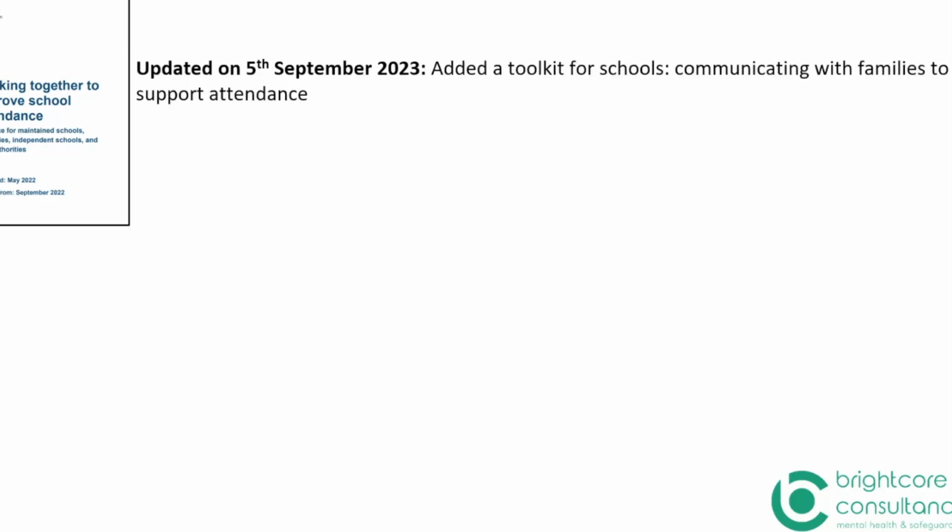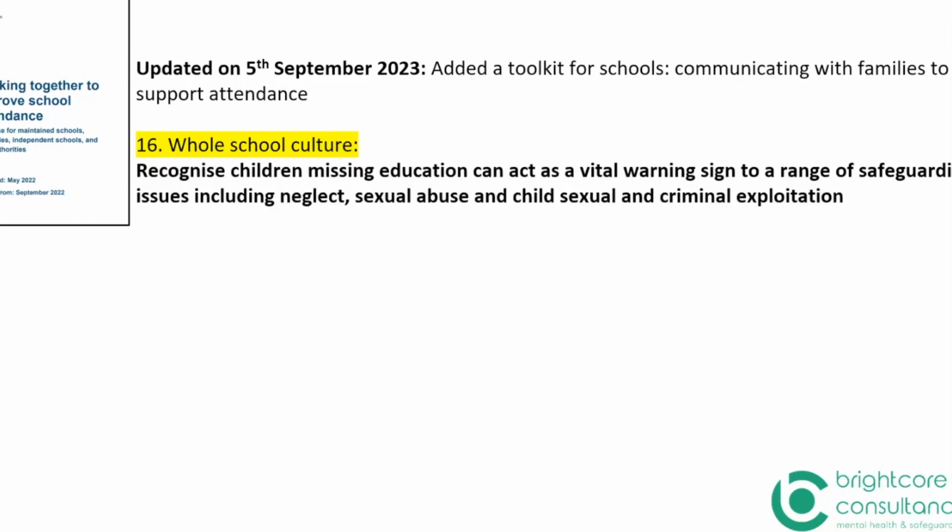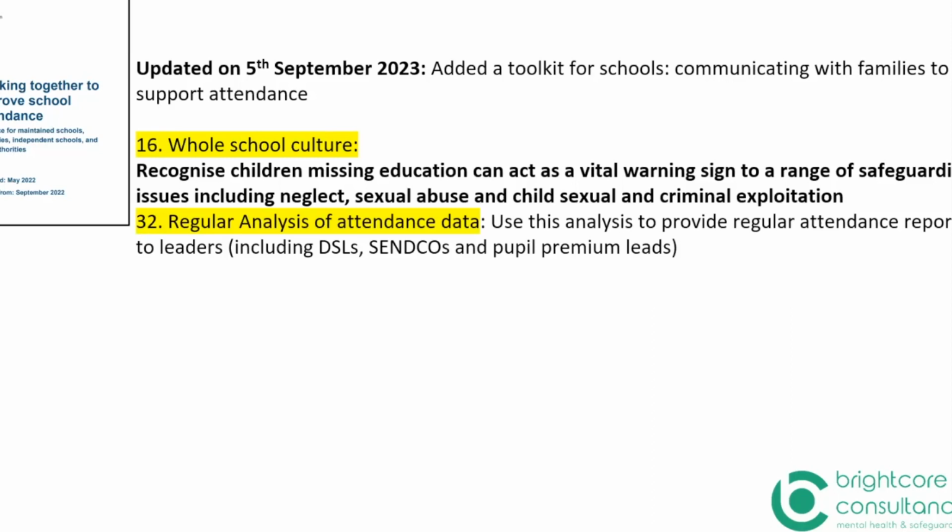Now that came out last May, into force last September, but it was actually updated a few days ago. I don't know if you noticed. And the update this year is a toolkit for schools around how to support and communicate with families around this area. Now, within that, and I'm just picking out the safeguarding bits here for you, it talks about the whole school culture and recognizing that children who go missing is a vital warning sign for safeguarding issues, neglect, abuse, exploitation, and so on. It also says within that there should be regular analysis of attendance data.